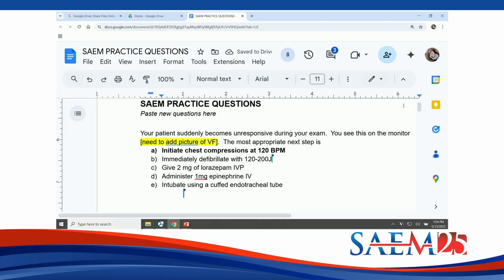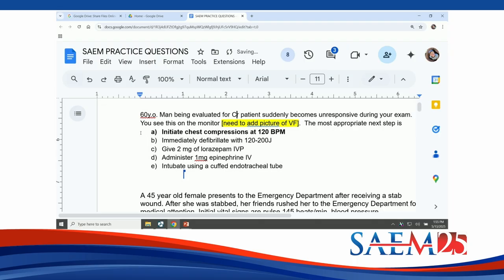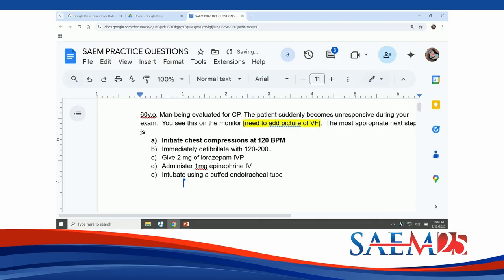Okay, so let's add some stuff here. We need our usual things. So this is our scenario: patient becomes unresponsive during your exam. Do we want to add some information? Maybe it's a 60-year-old man being evaluated for chest pain. And then we'll say the patient becomes unresponsive during the exam, and maybe he is pulseless. And now suddenly endotracheal tube seems a lot more plausible. He's not breathing, and that's not a wrong answer, but it's certainly not the first thing that you would want to do.